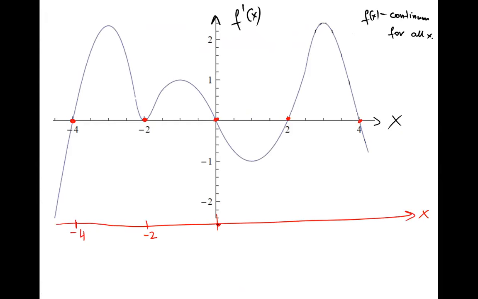-4, 0, -2, 2, and 4. Now let's test the derivative. The derivative is negative here, between -4 and -2 is positive, between -2 and 0 is positive, between 0 and 2 is negative, between 2 and 4 is positive, and after 4 is negative.